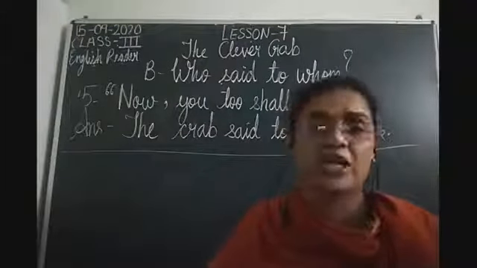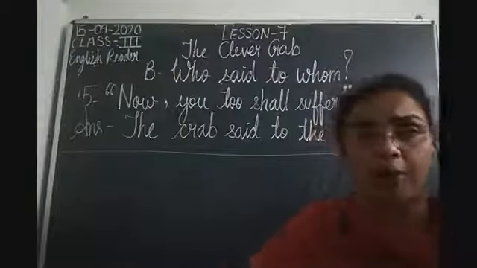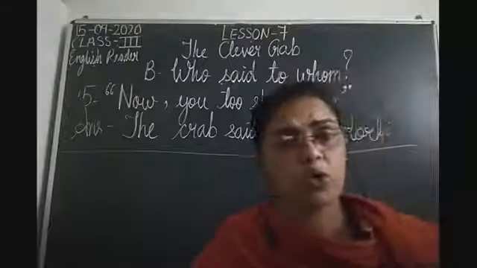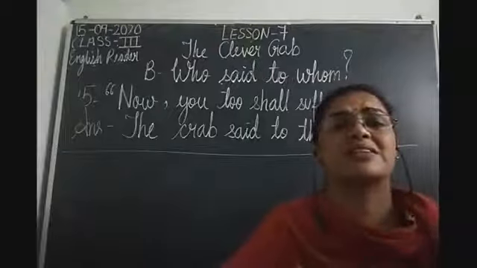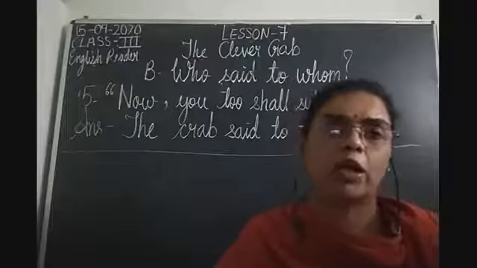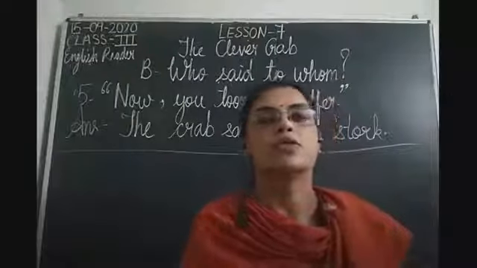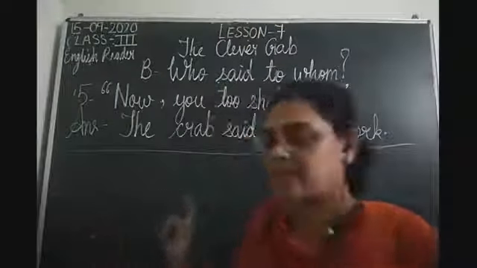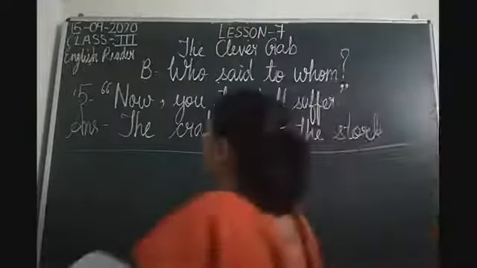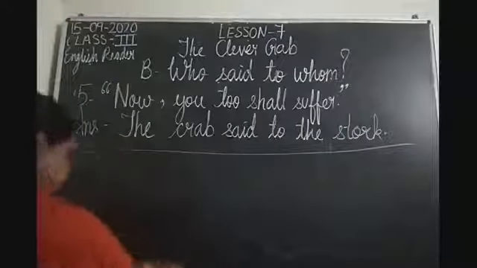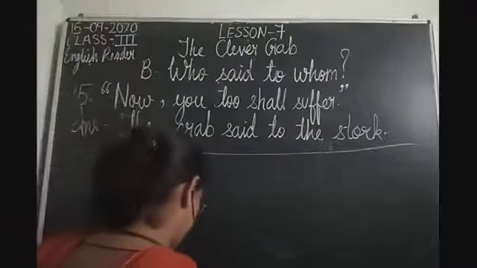So we have finished exercise B of comprehension, children. Who said to whom? Please write this exercise neatly in your English notebook. So children, we have finished exercise B. Now I'm going to start with exercise C.